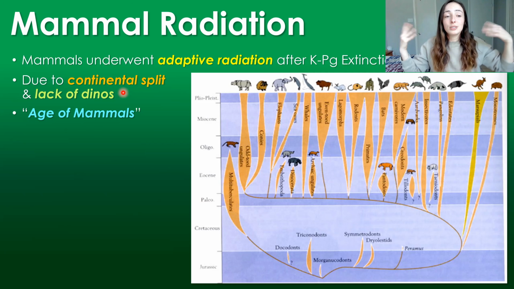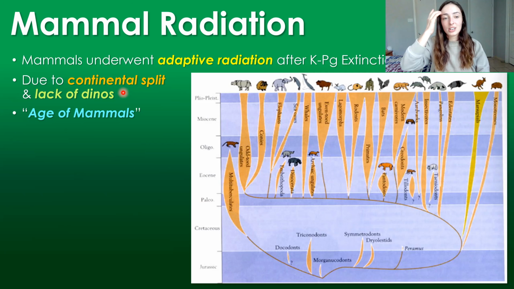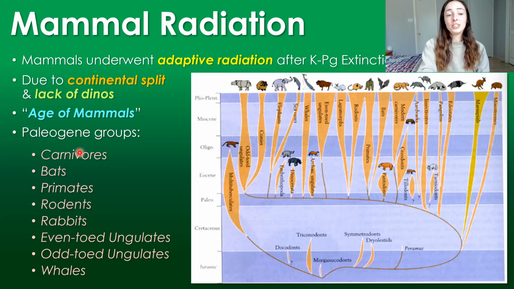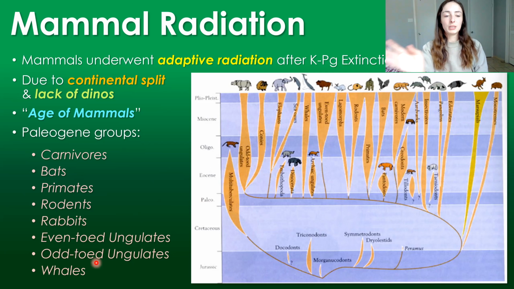And those continental splitting events caused a lot of speciation, and also the lack of dinosaurs allowed mammals to take over the terrestrial realm, where if they had tried to do that in the Cretaceous, for example, like this little multituberculate here, he would have gotten eaten by the dinosaurs. So thankfully the dinos were diminished in the Cretaceous-Paleogene extinction so that we could evolve. Major groups of mammals that evolved in the Paleogene include carnivores, bats, primates, rodents, rabbits, even-toed ungulates and odd-toed ungulates. We'll get to what those are in a second. And whales, and also elephants, which are kind of ungulates, but a different group of ungulates.